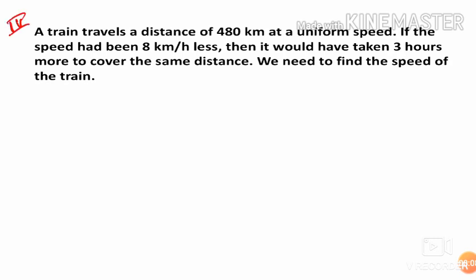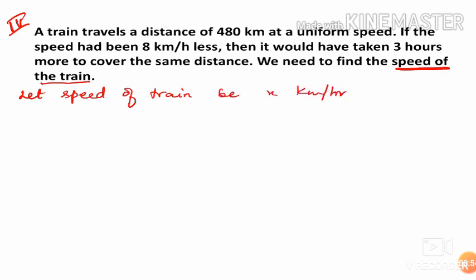Question 4 is a word problem based on speed, distance and time. A train travels a distance of 480 kilometers at uniform speed. If the speed had been 8 kilometers per hour less, then it would have taken 3 hours more to cover the same distance. We need to find the speed of the train. The speed of the train over here is the unknown quantity. So let us represent this by a variable. Let speed of train be x kilometers per hour. This is the original speed.